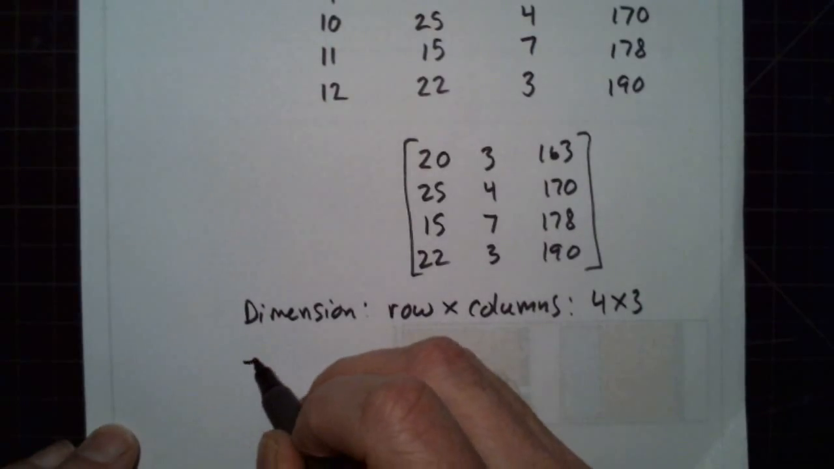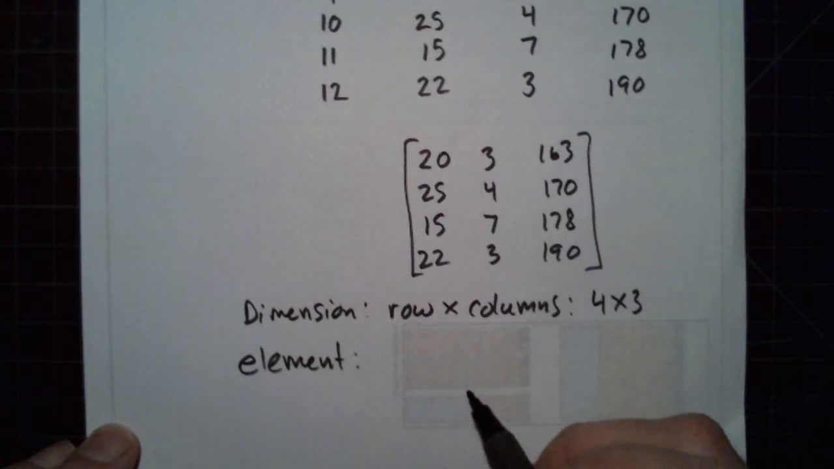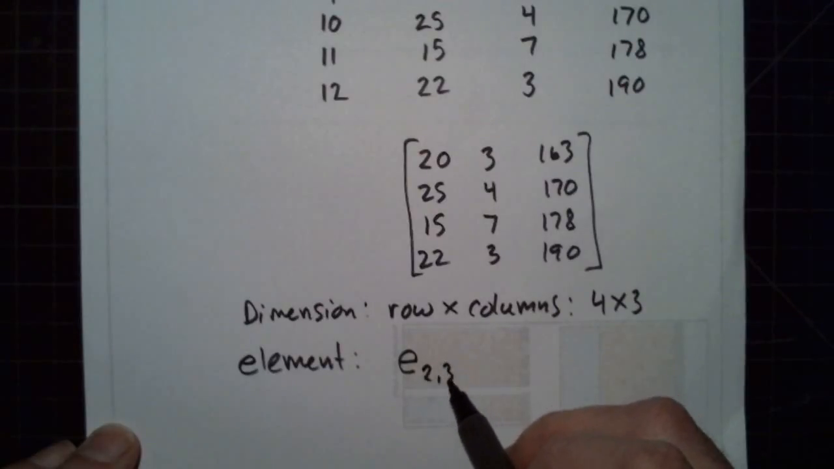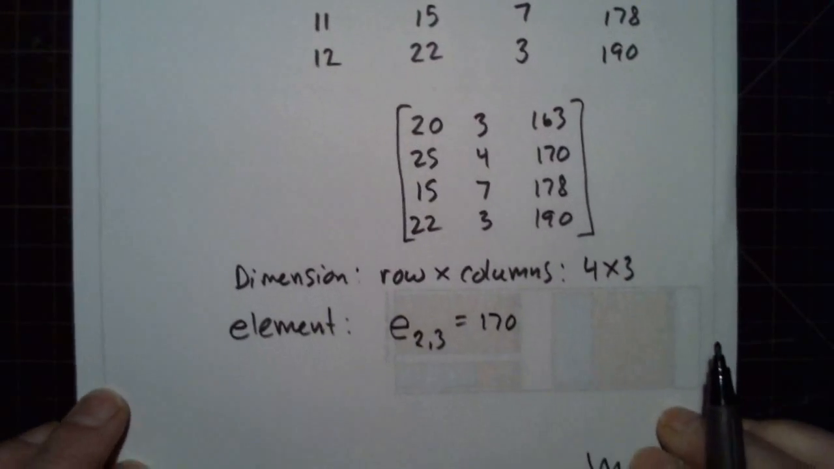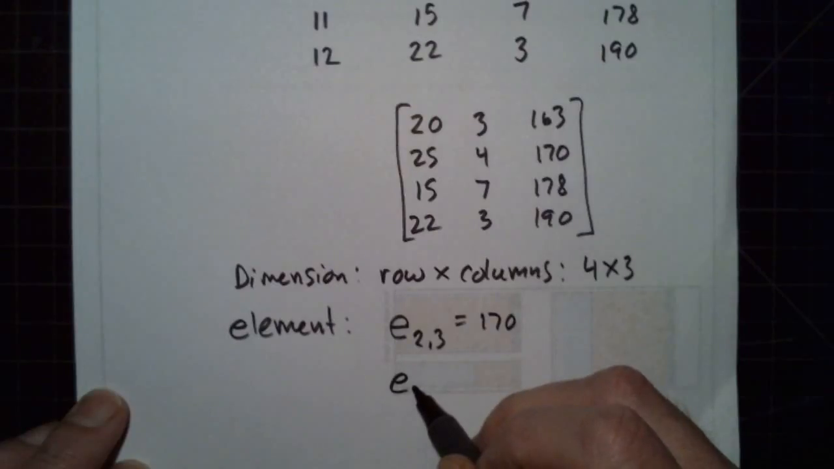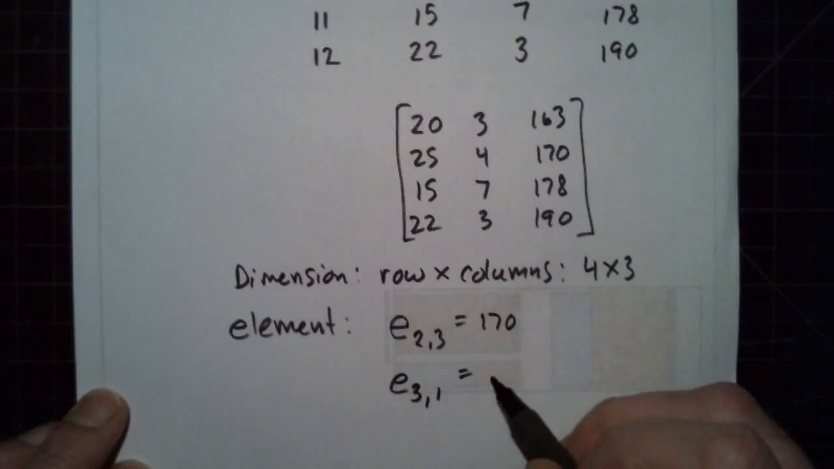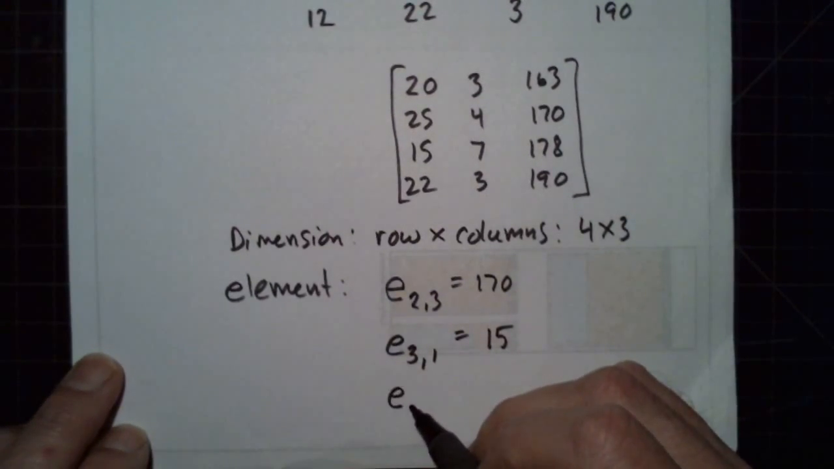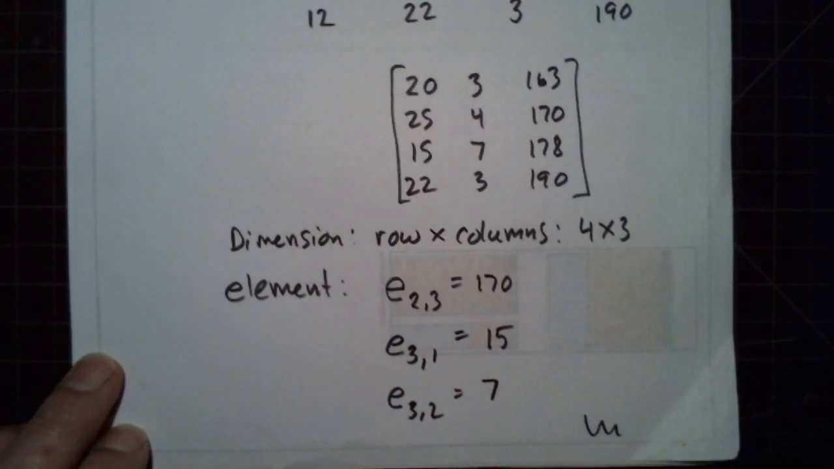And then we can talk about an element. An element of the matrix is one entry. So if I said element 2, 3, that's row 2, column 3, which is 170. Or we could say element 3, 1, so row 3, column 1, 15. And element 3, 2, row 3, column 2, would be 7.